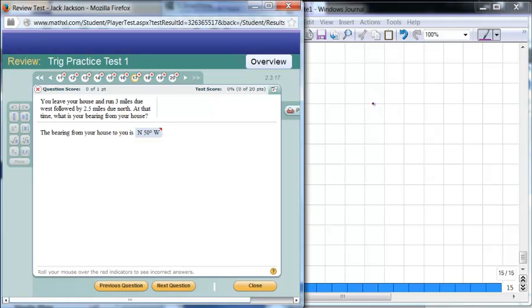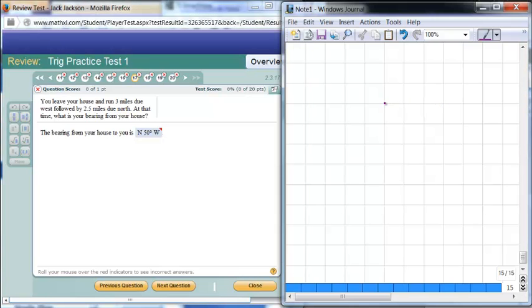You leave your house and run 3 miles due west. Okay, west is going to be to the left on the map. So we leave our house and we run 3 miles due west. So we got north, south, east and west, right? So this is the house. And then you run 2.5 miles north. What's your bearing and distance from your house?